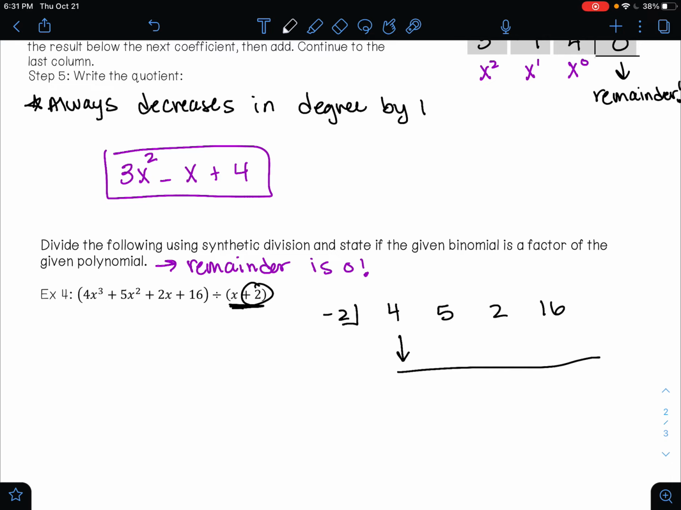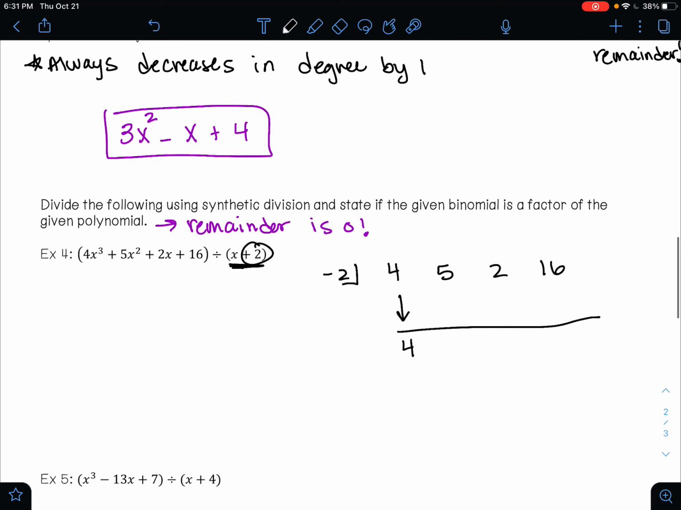You always bring down your first term. Negative 2 times 4 is negative 8. 5 plus negative 8 is negative 3. Negative 2 times negative 3 is positive 6. 2 plus 6 is 8. Negative 2 times 8 is negative 16. 16 plus negative 16 is 0. Your last term is always your remainder.